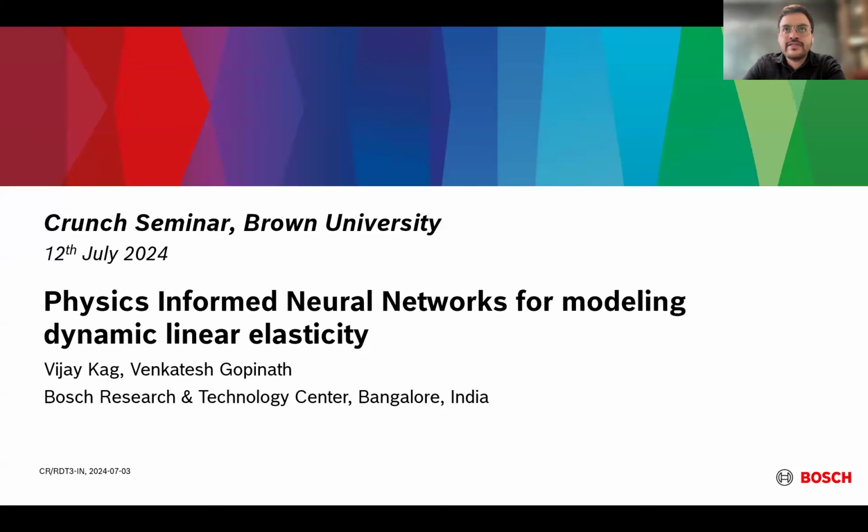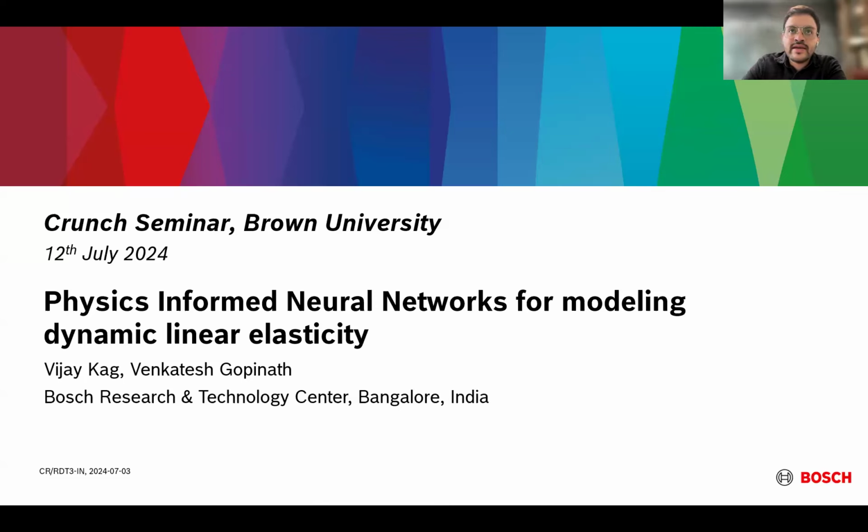Vijay Gag is a researcher at Bosch Research in India. He holds an integrated master's in physics from the Indian Institute of Technology in Kharagpur. Presently, he is working on an application of hybrid and physics-based modeling at Bosch, and his research interests are computational physics, applied mathematics, and scientific machine learning.